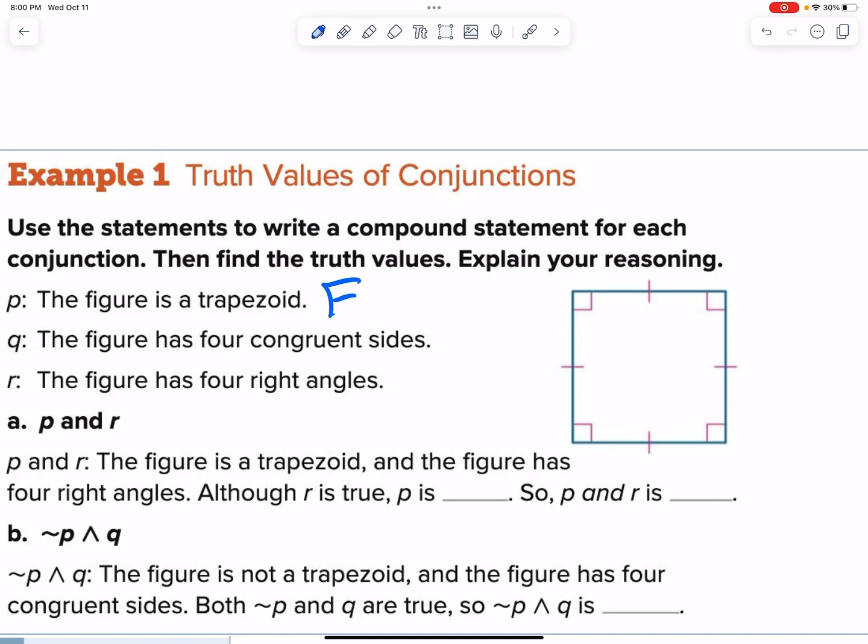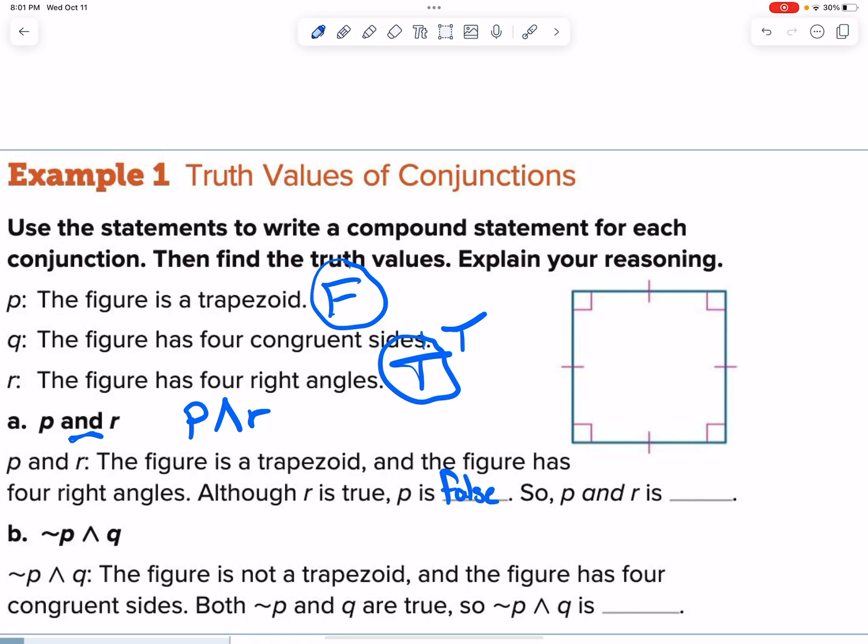This is a square. Q, this figure has 4 congruent sides. Based on the markings alone, we can see that that's true. R, this has 4 congruent angles. This is also true. So part A wants us to say, what is the truth value of P and R? If I look at the truth value of P, it's false. But if I look at the truth value of R, it's true. Because it's the word and, the conjunction, although R is true, P is false. So the truth value of P and R is false.